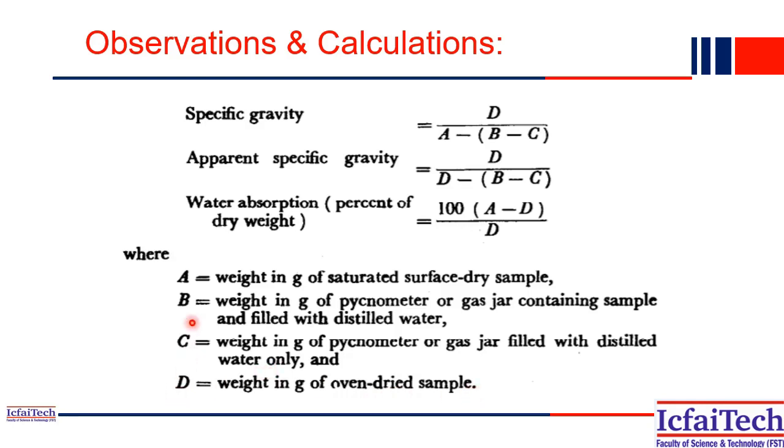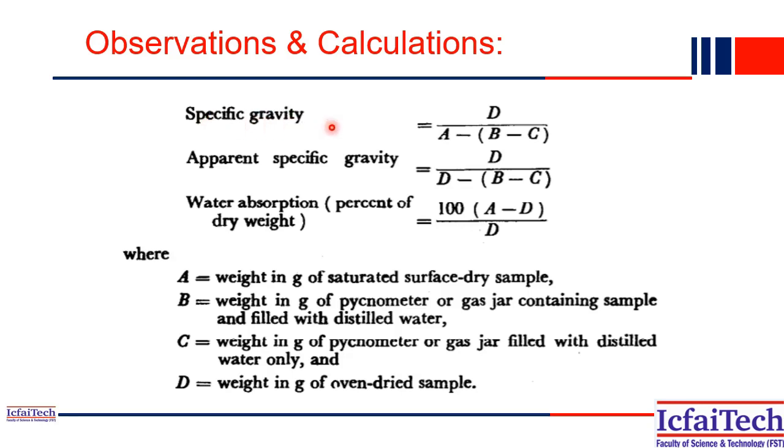So what we have to do is, first we will take the surface dry saturated sample. And then we fill this aggregate into the pycnometer, and the remaining portion of the pycnometer we fill with water, and that will be our second measurement, B. And C is, now we'll remove all the aggregates from the pycnometer and only water will fill the entire pycnometer, that will be our reading C. And then D is the weight of the oven dry sample. So we'll keep our sample 24 hours in the oven, and once it comes out, then we'll find out what is D.